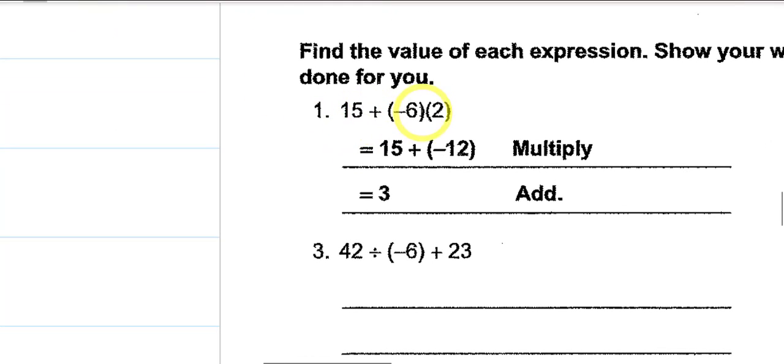We've got 15 plus -6 times 2. So we know the order of operations, that multiplication comes before addition. So we do the multiplication first. -6 times a +2 gives us this, -12. Then everything before that multiplication is brought down, the plus sign and the 15. And now you have a new problem. 15 plus -12. The signs are different, so you subtract them. 15 minus 12 equals 3, and you use the sign of the larger absolute value, which is 15. And that's positive, so it's a +3 is the answer for number 1.